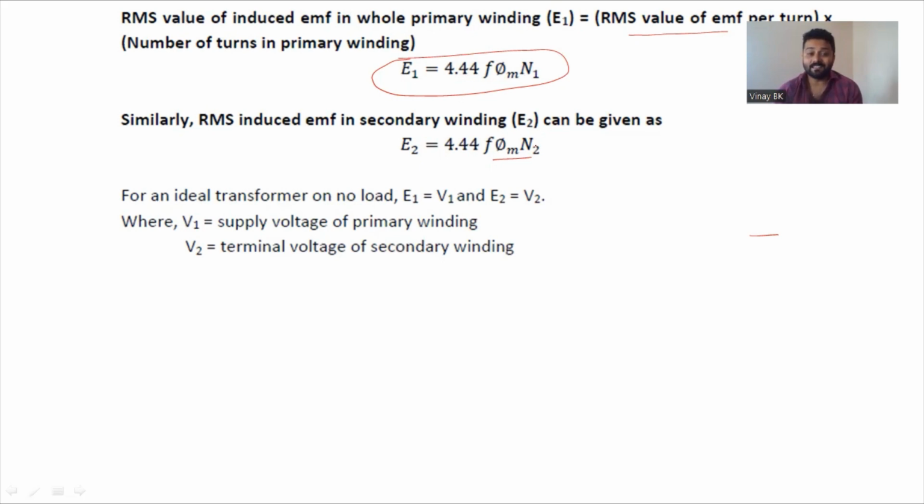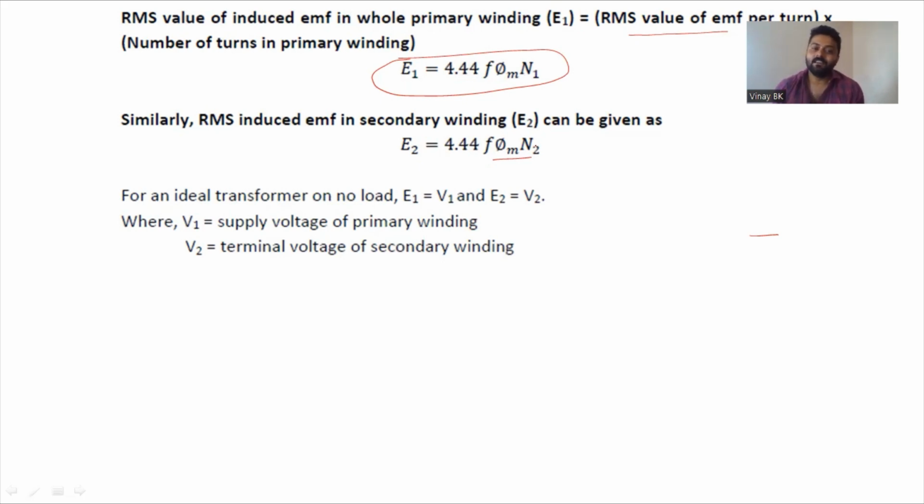If you consider the ideal transformer on no load condition, the induced EMF and supply voltage will be the same, and the induced EMF and voltage across the load are also the same. So you can write E1 equals V1, E2 equals V2. An ideal transformer is a transformer which has 100% efficiency, whereas it doesn't have any losses.